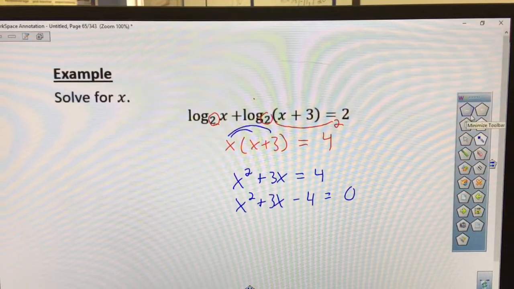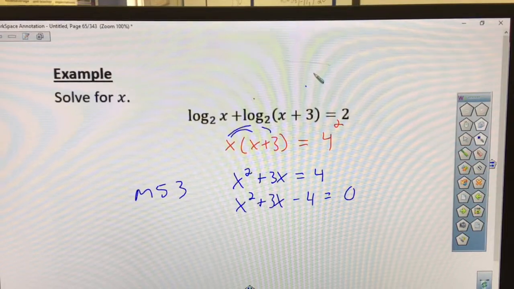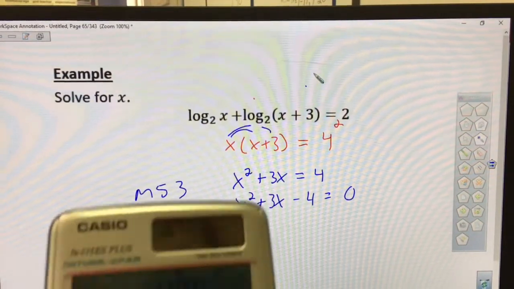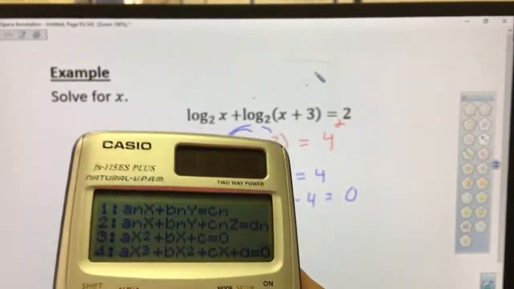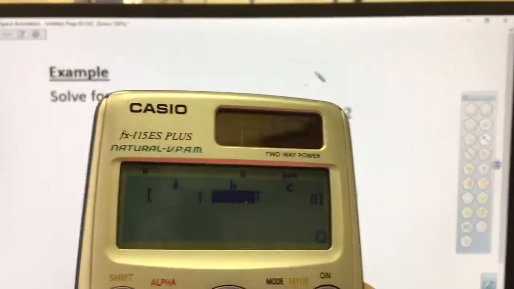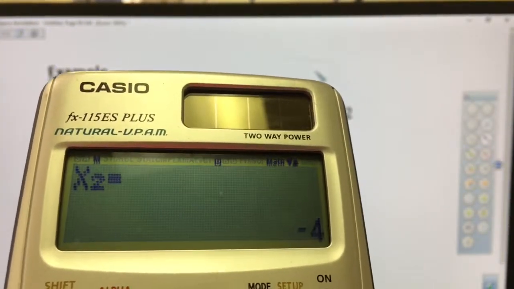You can factor it, but if you don't trust yourself factoring, you can mode 5 3 that. Okay? Then it's divide. So I'm going to mode 5 3. I'm going to type in 1 equals 3 equals negative 4 equals. It gives me my solution of 1 and negative 4.